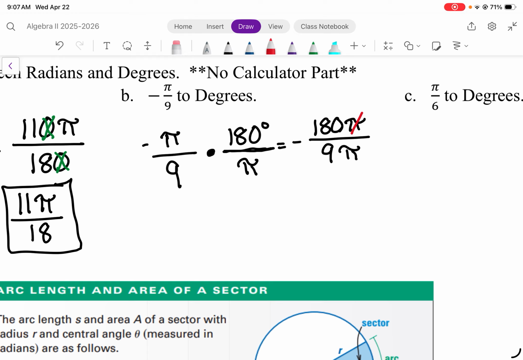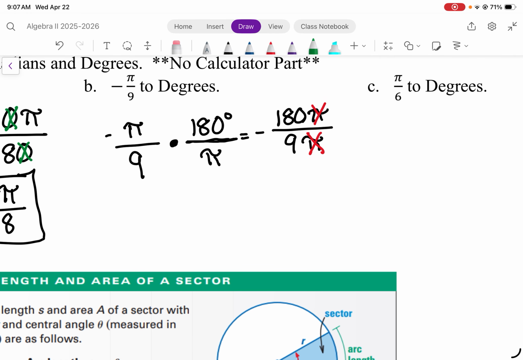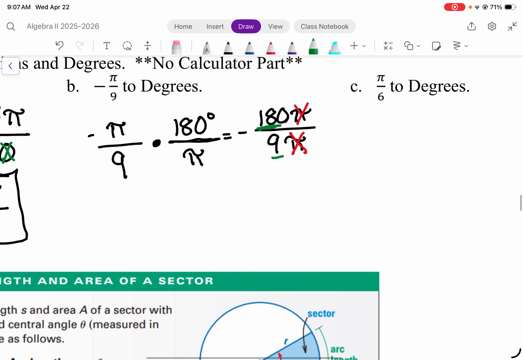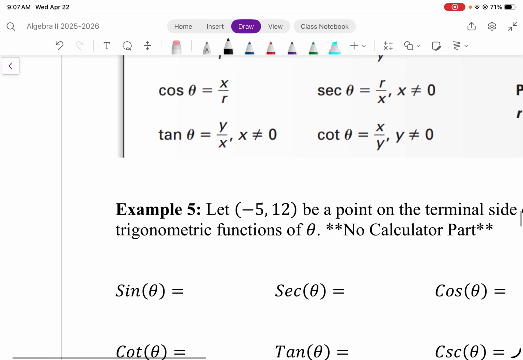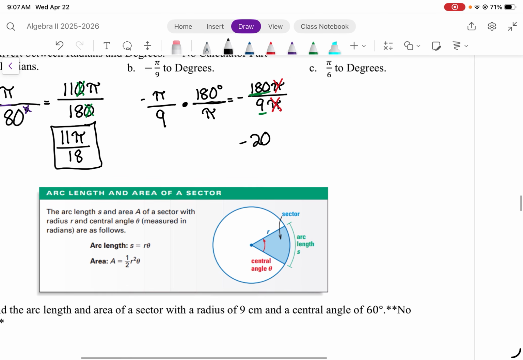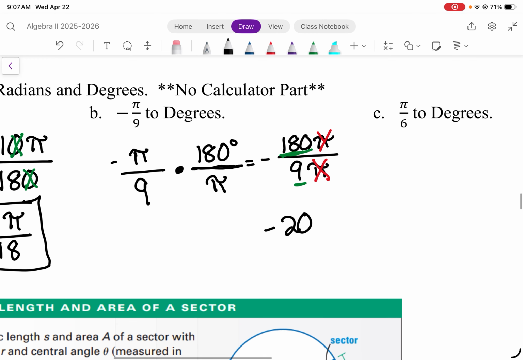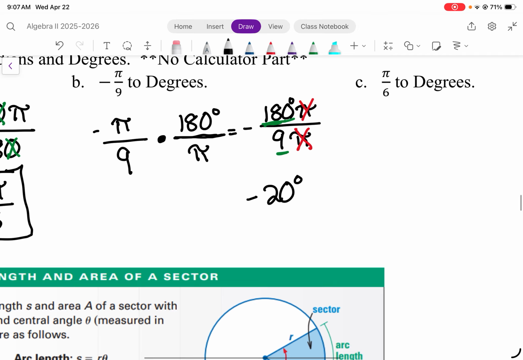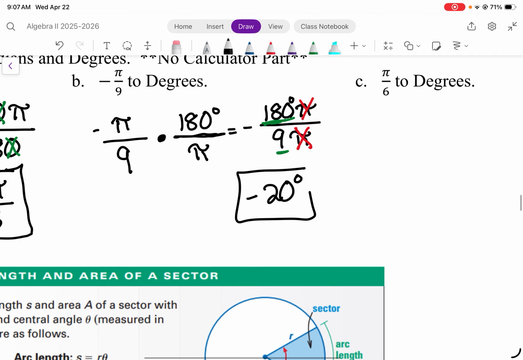And again, because there's a pi on the top and the bottom, we can simplify those together. And then if we take 180 divided by 9, I know 18 divided by 9 is 2. So 180 divided by 9 would be 20. And don't forget your negative sign with it. So this one would be negative 20. And then our degree symbol, because we did have degrees on the top. And that's our answer. Okay, so you should pause and try the next one on your own and then check your answer.